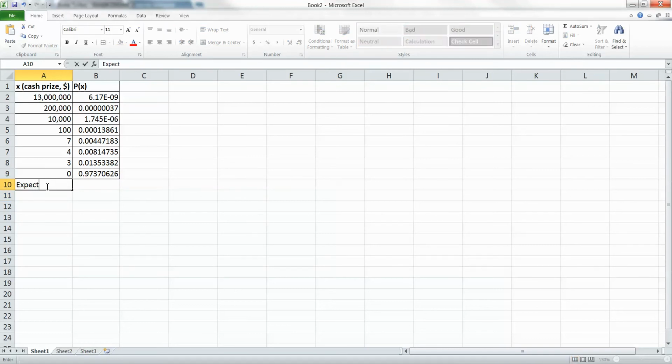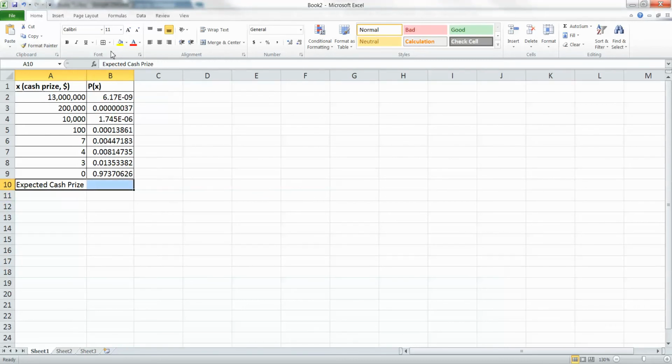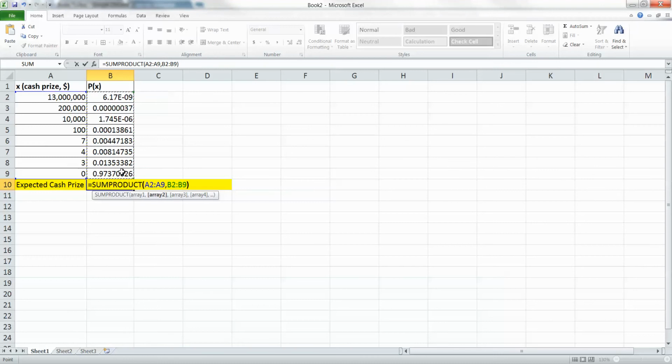So we want the expected cash prize. The cash prize is what you have here in your X column. And luckily for you, these probabilities, because they're probabilities, must sum to 1. So your mean is actually the sum product of array number 1, comma, array number 2. Done. 29 cents. That's it.